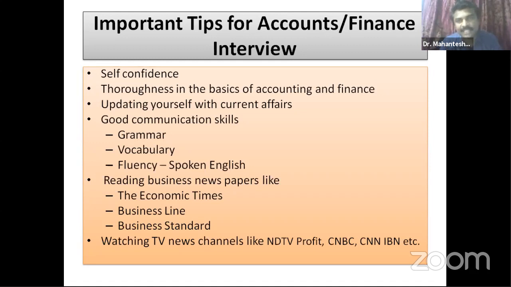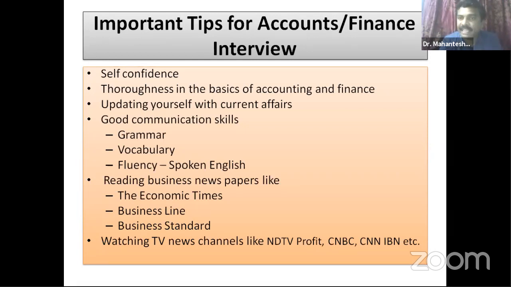Thoroughness in the basics of accounting and finance is very important. Basic concepts more to do. As I always say, tallying a balance sheet is not very important, right? Even if your balance sheet is not tallied, it's not a big deal. It is not a big mistake. Let the balance sheet not be tallied, but you should think beyond tallying the balance sheet. The basic concepts of accounts and finance are more important than just tallying the balance sheet. So your thoroughness in the basics of concepts is very, very important.